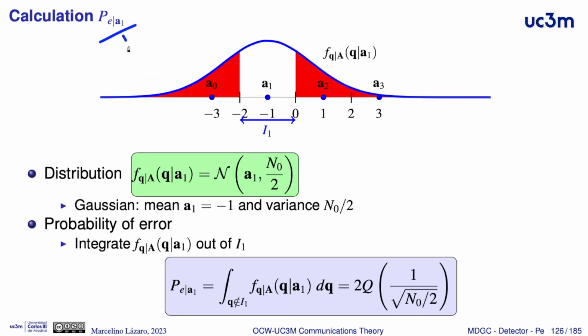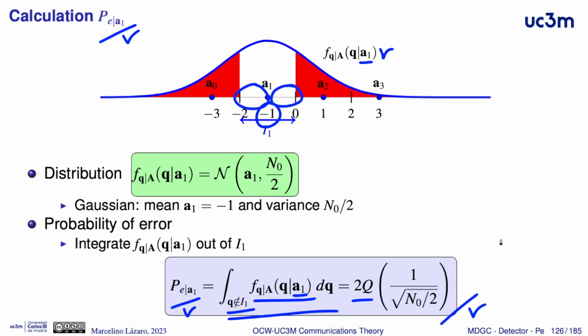For the second symbol, for A1, the conditional probability of error is obtained by integrating out of the decision region of this symbol the conditional distribution of the observation given A1. Now the decision region is the interval between -2 and 0. We need to integrate the Gaussian out of this interval, and now the Gaussian distribution has a mean equal to A1. In this case, the mean is -1. We have that this probability of error is 2 times Q of 1 divided by square root of N0 halves, because the 2 thresholds are at distance 1 of the mean in this case.